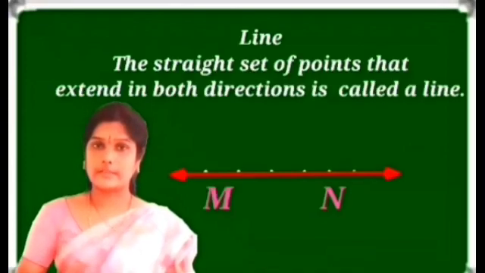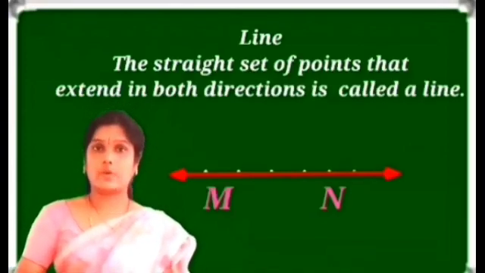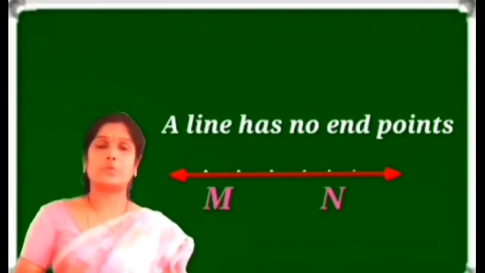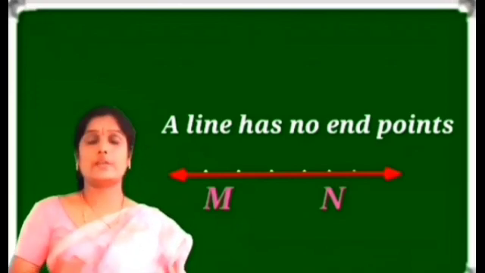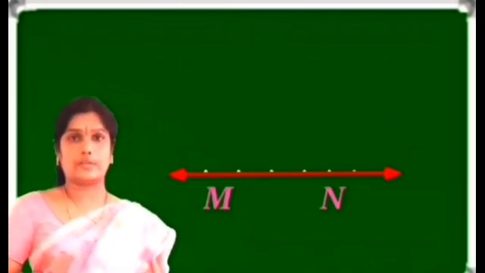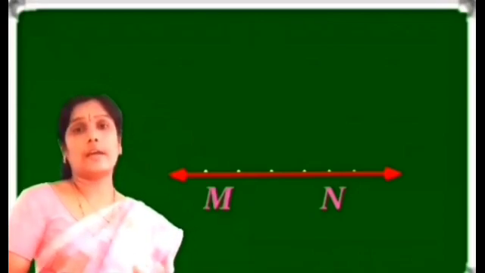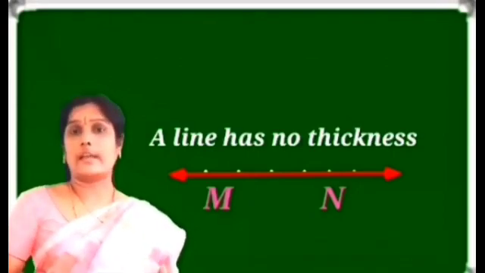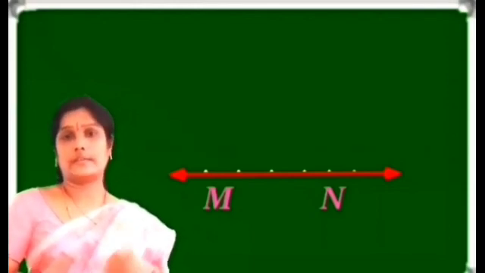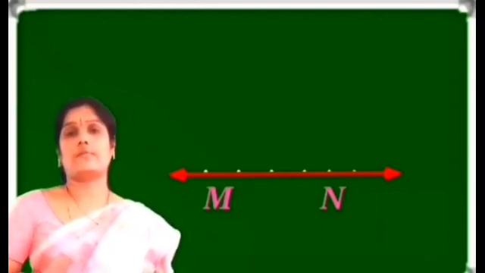So, what is a line, children? The straight set of points that extends in both directions is called a line. A line has no end points. Here see, a line has no end points and a line has no thickness. We are representing the line MN like this, children. This is the representation of line MN.